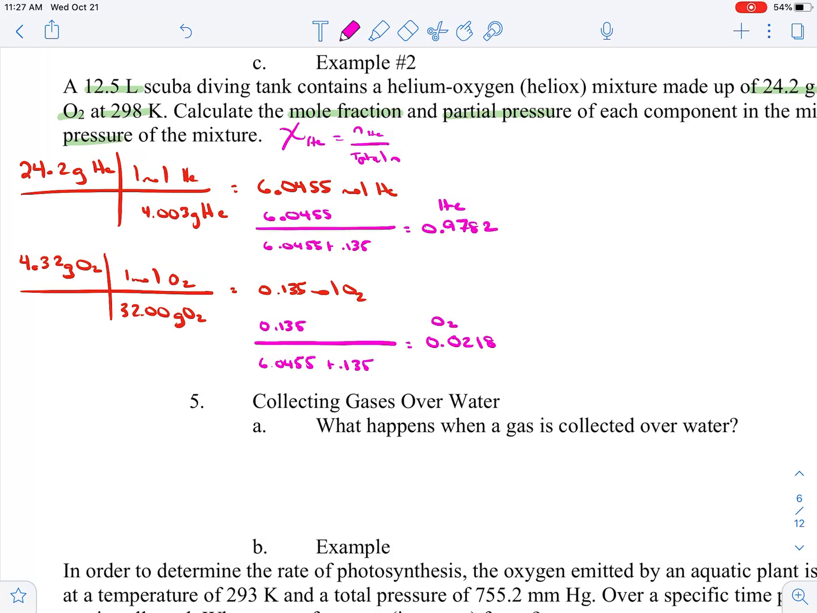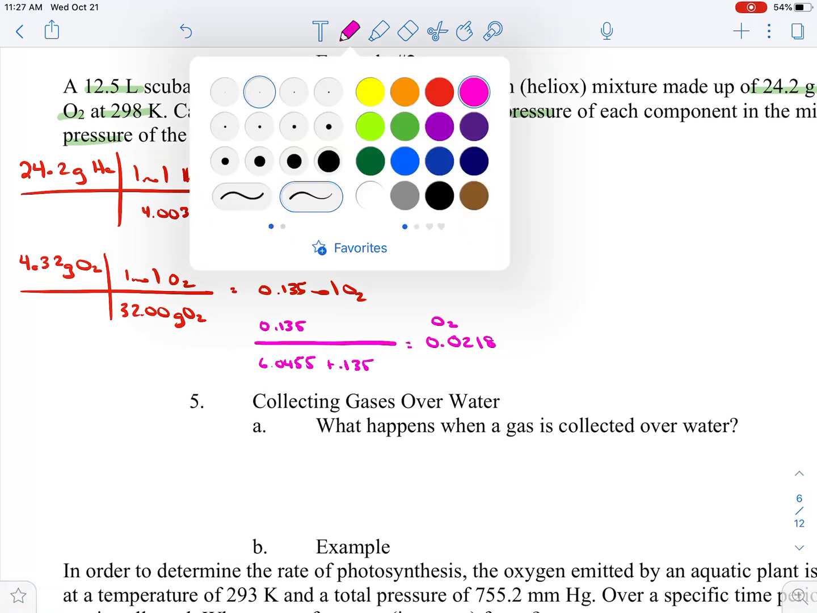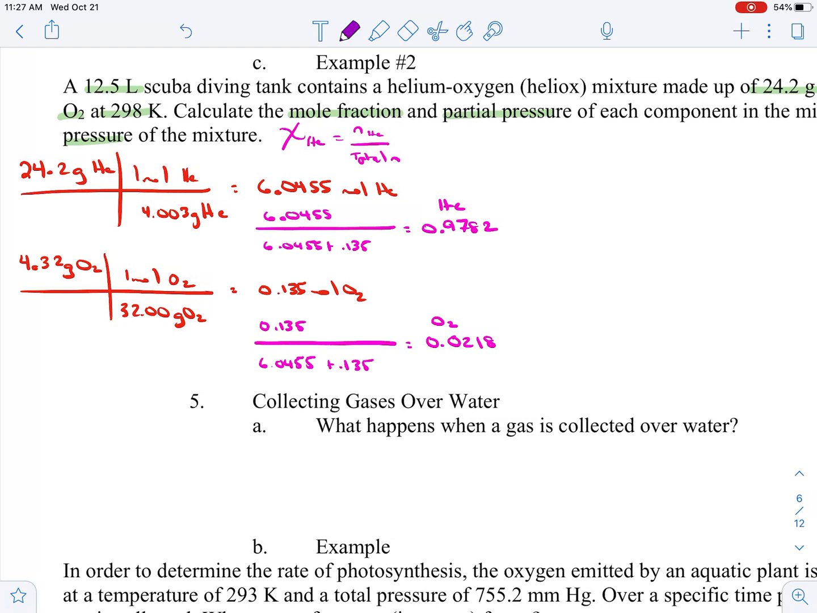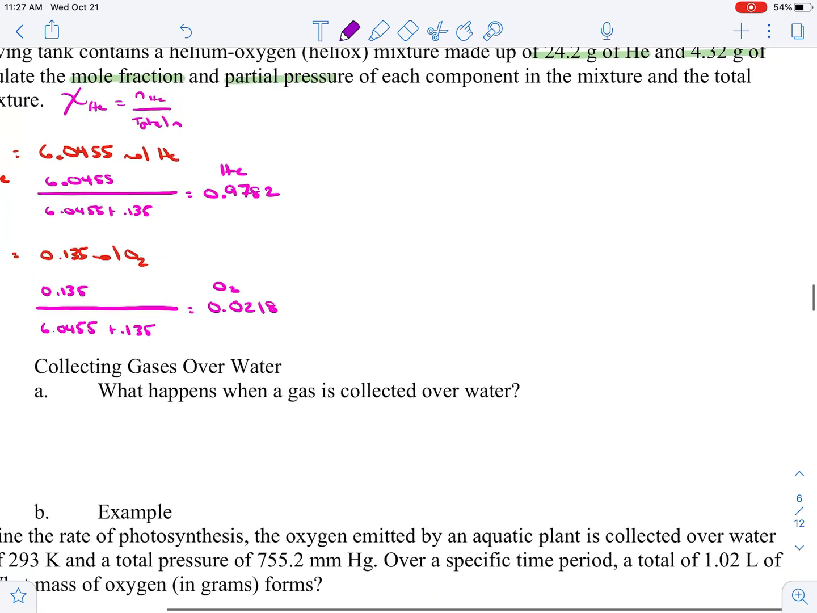Now we're ready to figure out our partial pressures of each, but we've got a little bit of work to do. At this point, we know moles of each, and we can add them up, and that was what I was saying we should do separately. So let's go a different color. We're going to say 6.0455, right? Because here's what we got. Our next part of this, let's slide over a little bit.